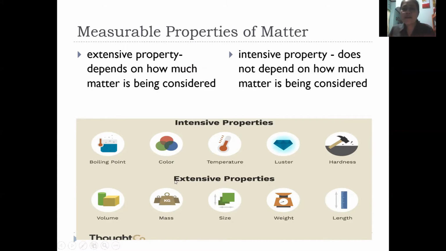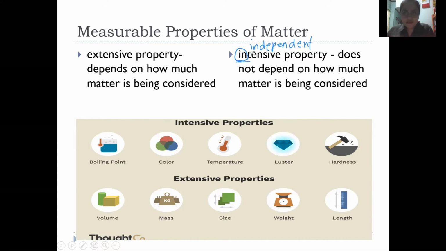So anong pinagkaiba nito sa intensive property? Ang dapat niyong tandaan, para mas madali siyang matandaan, you have intensive, for independent.